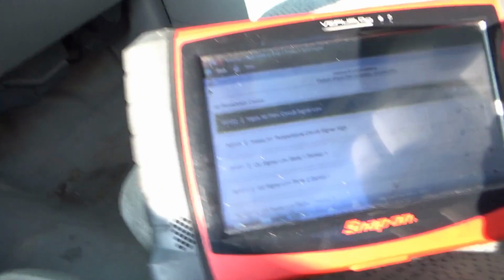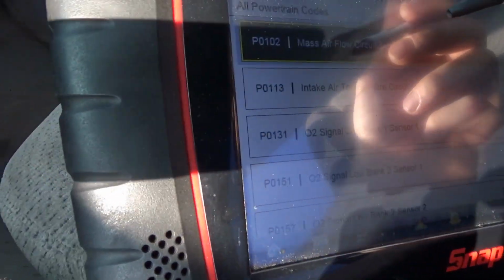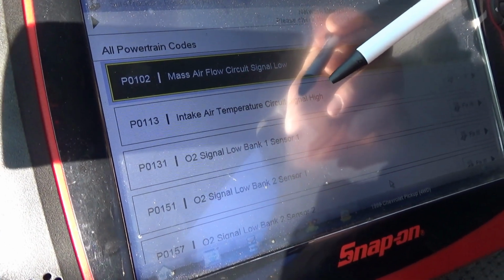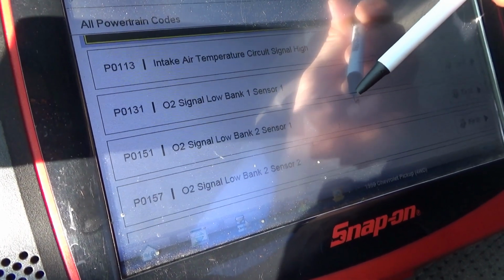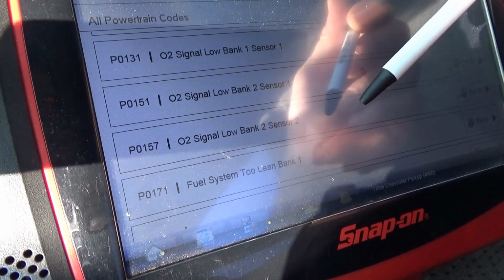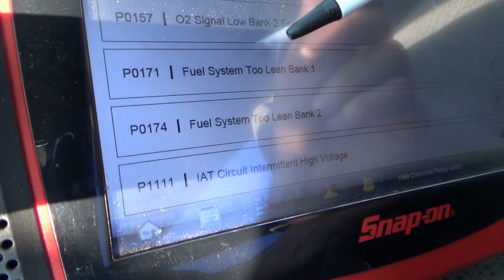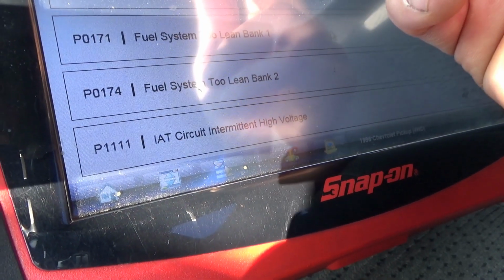Quick code scan. Oh, we have mass airflow circuit signal low, intake air temp signal high, O2 signal low, bank 1 sensor 1, bank 2 sensor 1, bank 2 sensor 2. Then we have fuel system 2 lean, bank 1 and bank 2, and intake air temp circuit intermittent high voltage.